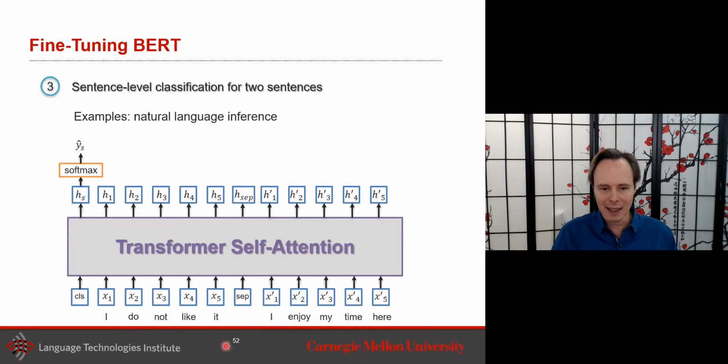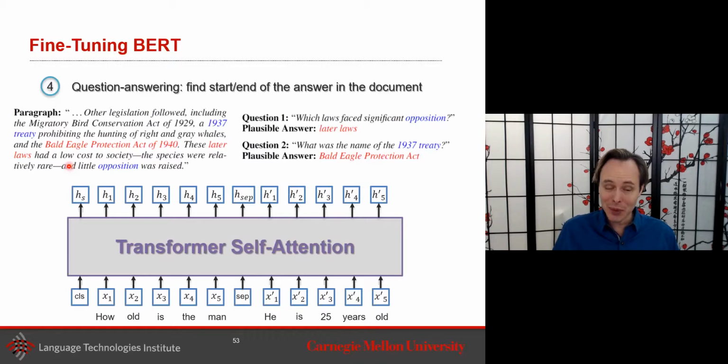So, "I do not like it" is quite different from "I enjoy my time here." And then you can even use BERT, which is really cool, for question answering. For example, the question "How old is the man?" and then what you would like to generate is "He is 25 years old." That's what you would like to generate.